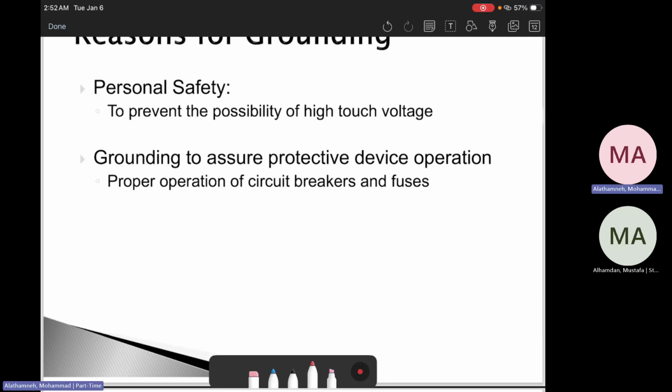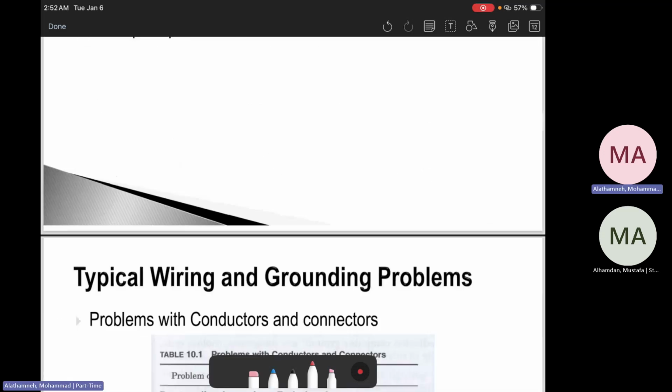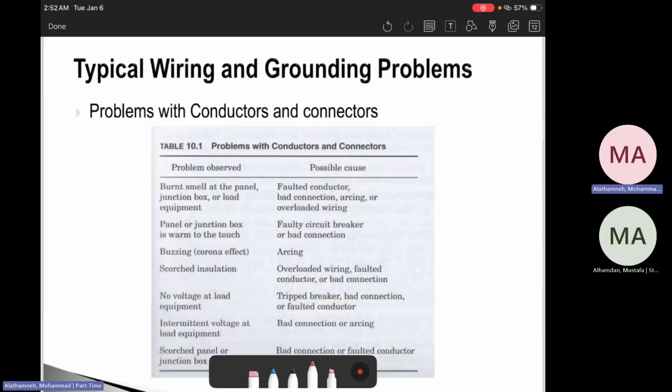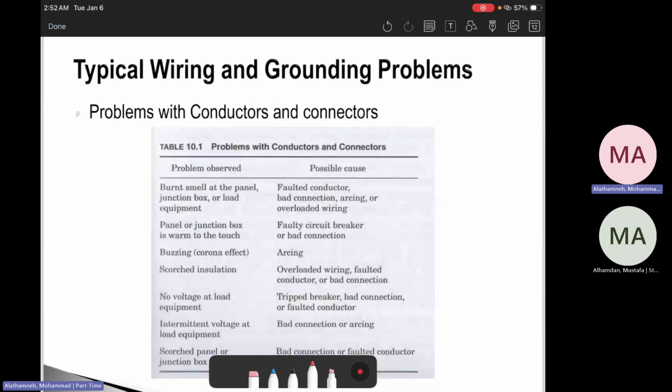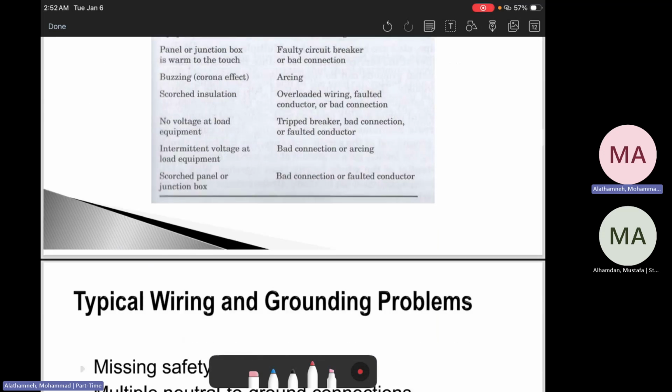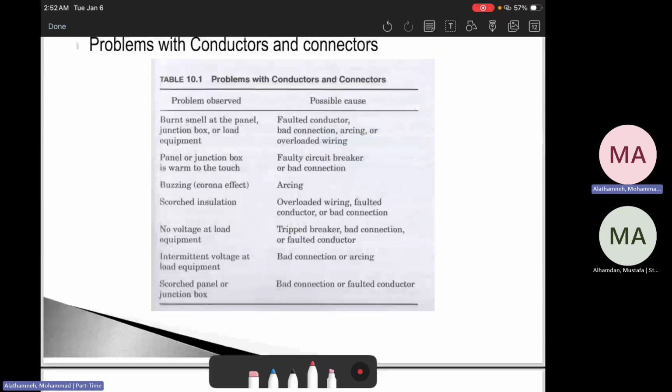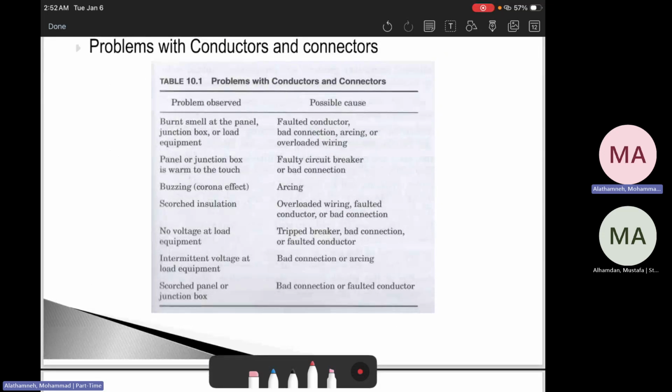Then, for typical wiring and grounding problems, here are some specific problems: problem observed, possible cause. This is basically the troubleshooting cheat sheet. So this can be your cheat sheet when you're doing any troubleshooting. First, a burnt smell at the panel. When you smell a burn at the panel, the junction box or load equipment, the possible cause is basically a faulted conductor, poor connection, arcing, or overloaded wiring.